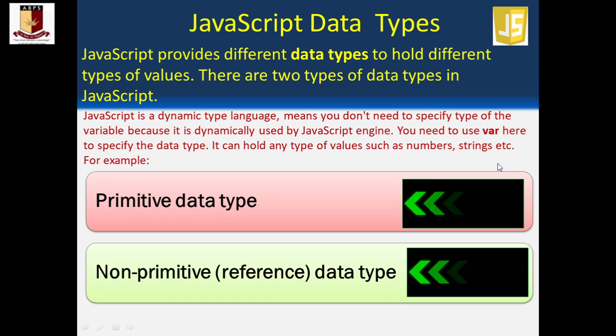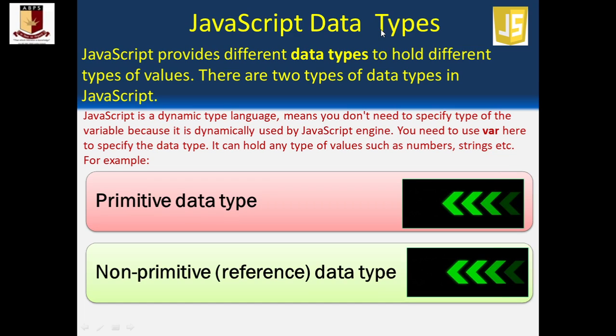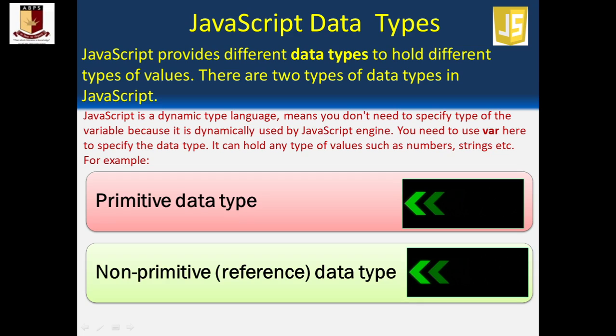Okay, so JavaScript data types. As I said, JavaScript provides different types of data types to hold different types of values, and there are two types of data types in JavaScript: primitive data types and non-primitive data types. However, JavaScript is a dynamic language, which means you don't need to specify the type of the variable because it's dynamically determined by the JavaScript engine. So whatever value you assign at runtime, the variable becomes that type of value.